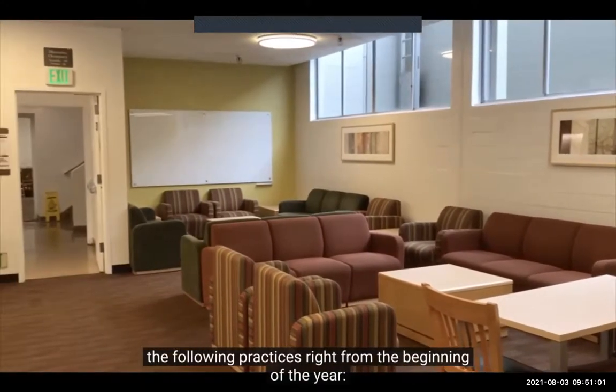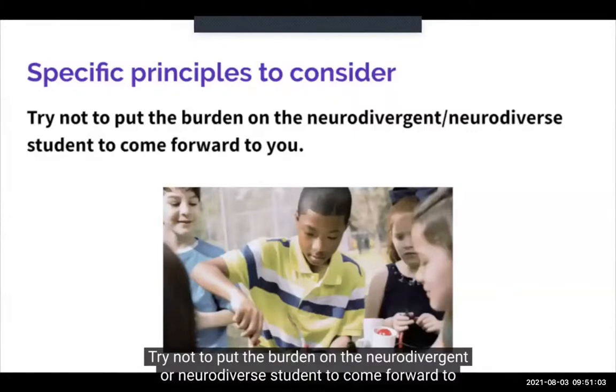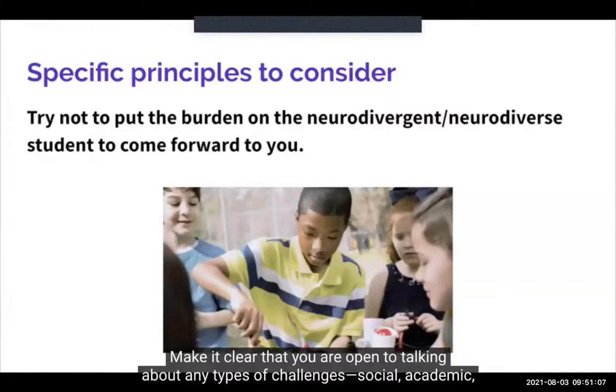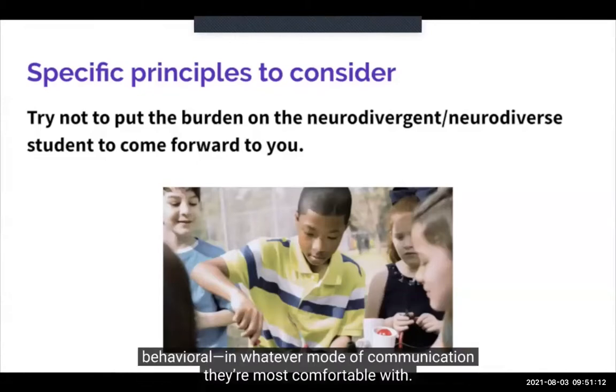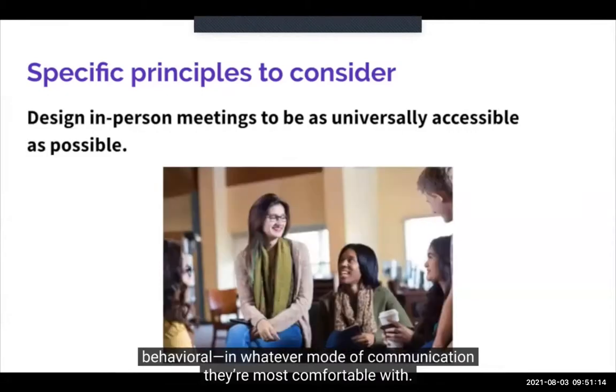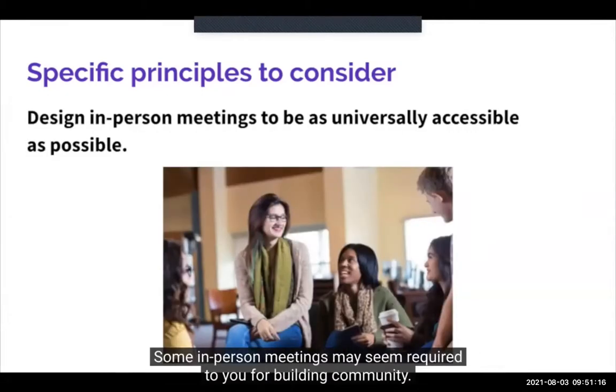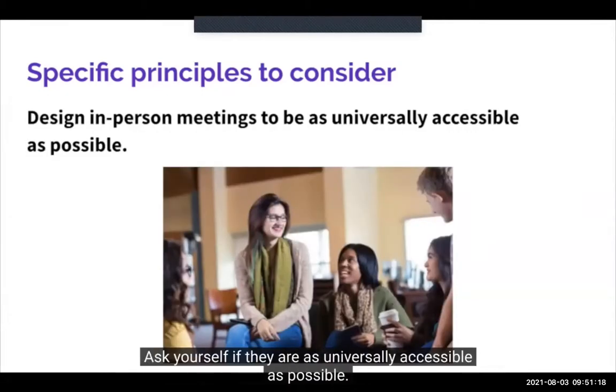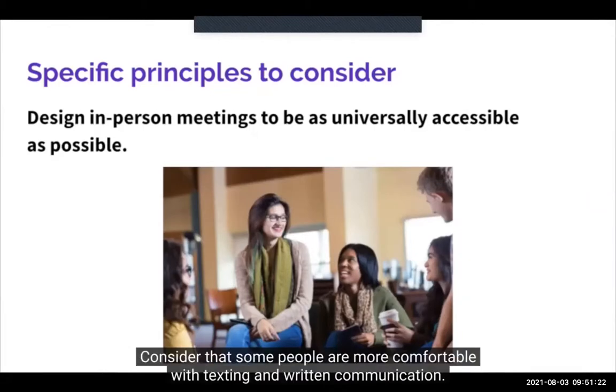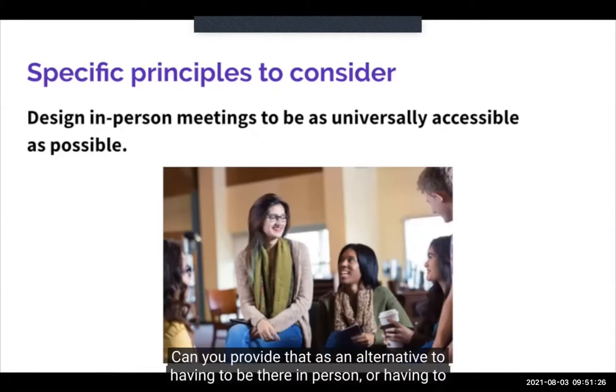Try not to put the burden on the neurodivergent or neurodiverse student to come forward to you. Make it clear that you're open to talking about any types of challenges, in whatever mode of communication they're most comfortable with. Some in-person meetings may seem required to you for building community. Ask yourself if they are as universally accessible as possible. Consider that some people are more comfortable with texting and written communication. Can you provide that as an alternative to having to be there in person or having to share something verbally in front of everyone?